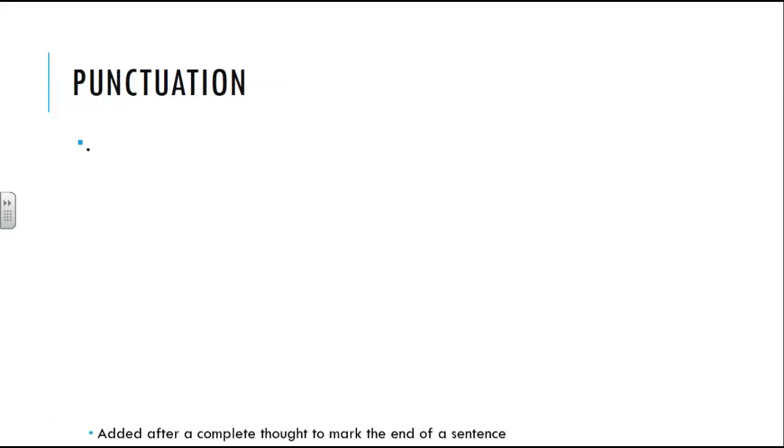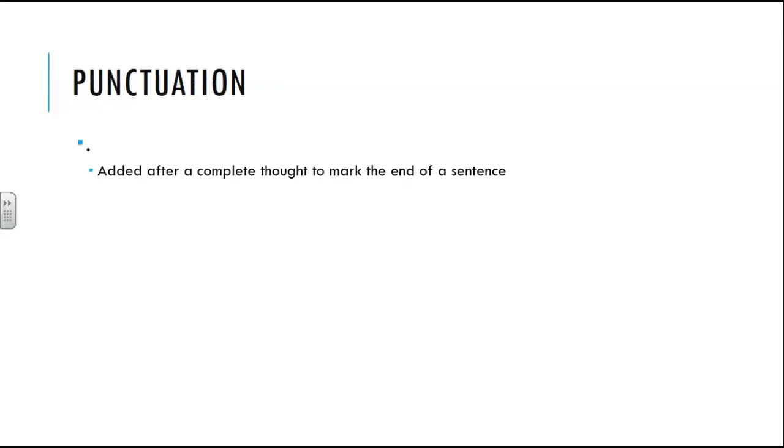Punctuation, okay, the period, the full stop. This is going to be used after a complete thought to mark the end of a sentence. Once you've given me a full thought, you're going to use a period. You can also use a period after an abbreviation, which we'll talk about in just a second. A question mark is going to be added at the end of a question. If a sentence is not a question, do not add a question mark. That is just important. Make sure you know this.